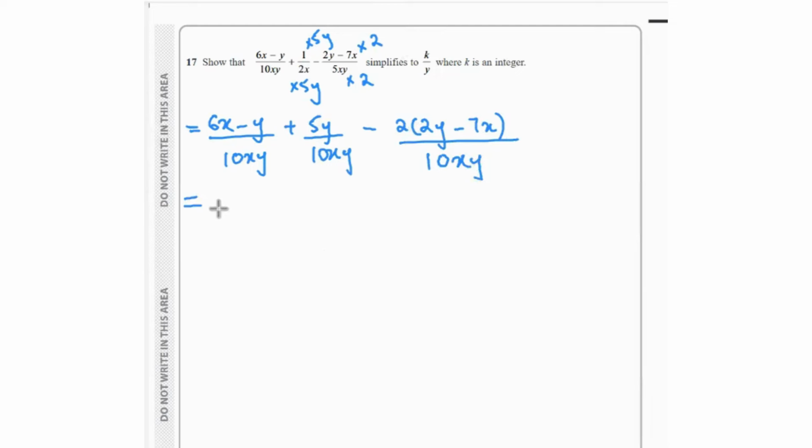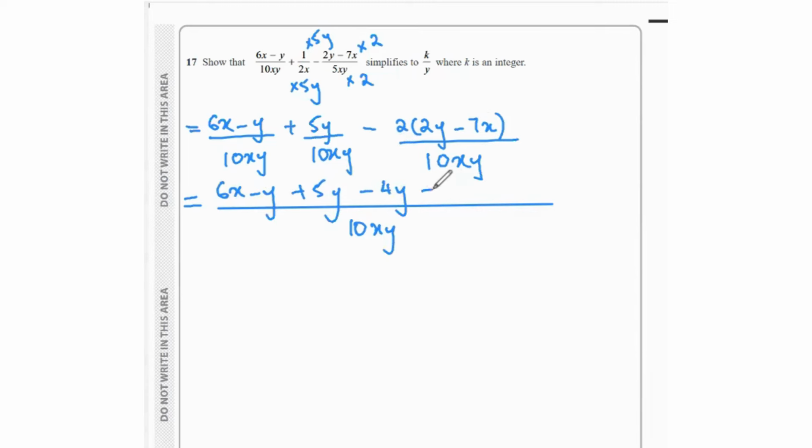So make a common fraction because the denominator is the same. 10xy, 6x minus y plus 5y. Negative 2 times 2y is negative 4y. Negative 2 times negative 7x is plus 14x. 6x plus 14x is 20x. And this cancels out the y. So that's 10xy. This gets cancelled out. This gets cancelled out. So we are left with 2 over y. So that clearly shows that our k is 2, which is an integer.